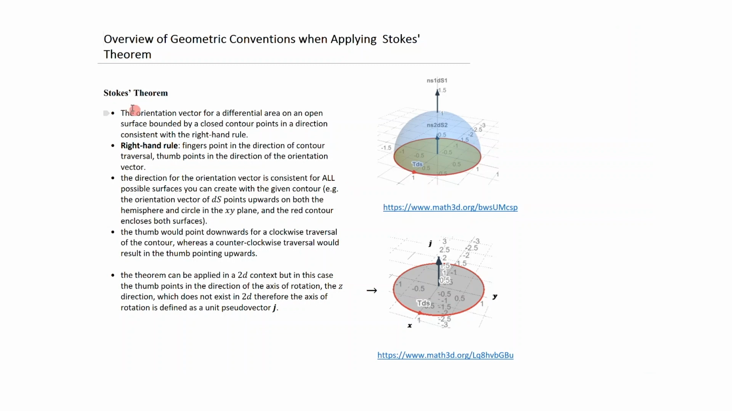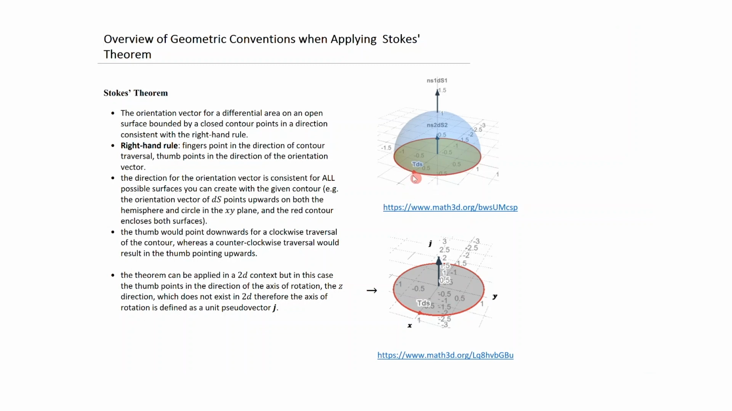So these first 4 points basically summarize what we've just spoken about. Now in 2D, of course, we have the same problem, in that you still use the right hand, but the thumb points in the direction of the axis of rotation, which also represents the differential surface area. But of course, in 2D, the z-hat direction does not exist, so we just artificially give it a label J, which is a pseudo vector, which happens to be aligned with the z-hat direction. So these are the takeaway messages regarding how to assign directions.